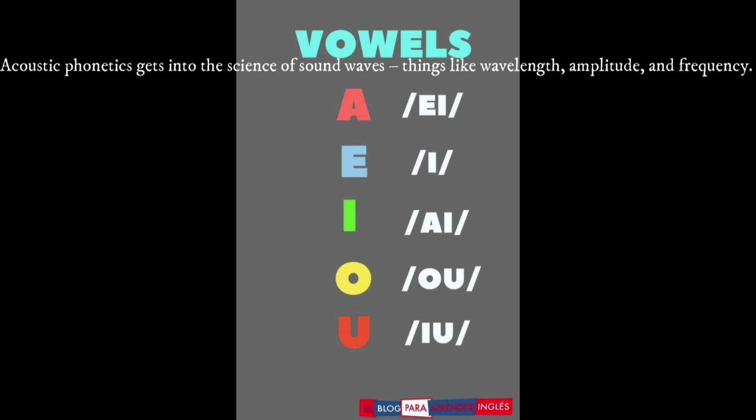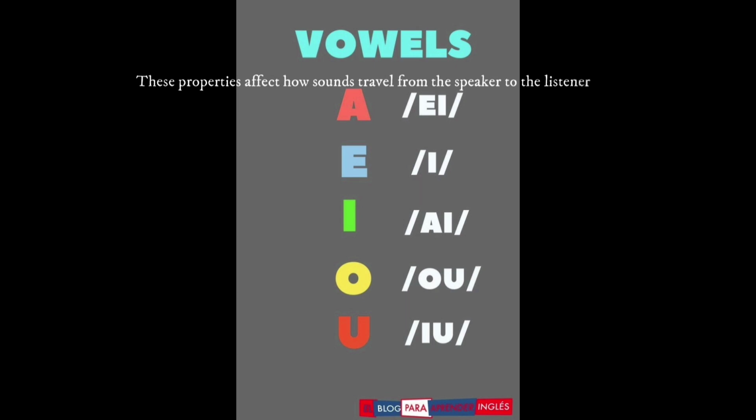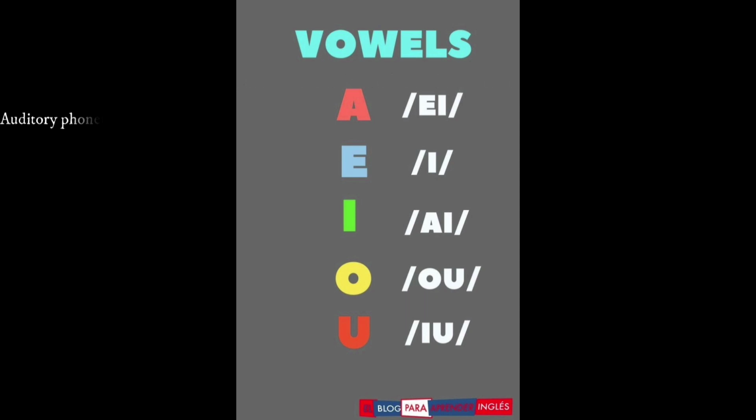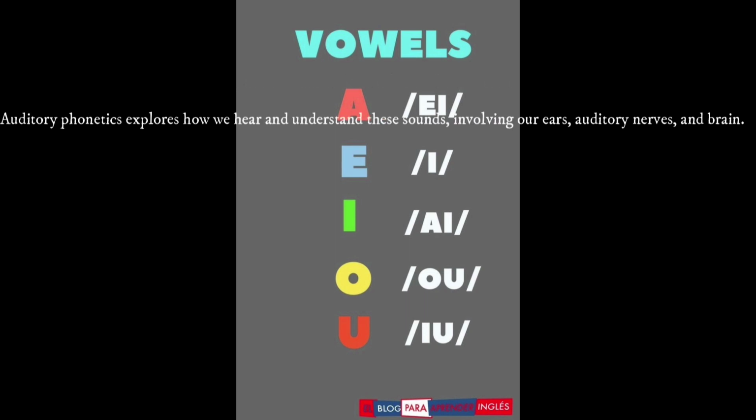Acoustic phonetics gets into the science of sound waves, things like wavelength, amplitude, and frequency. These properties affect how sounds travel from the speaker to the listener. Auditory phonetics explores how we hear and understand these sounds, involving our ears, auditory nerves, and brain.